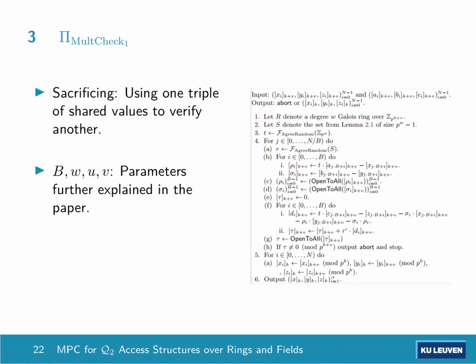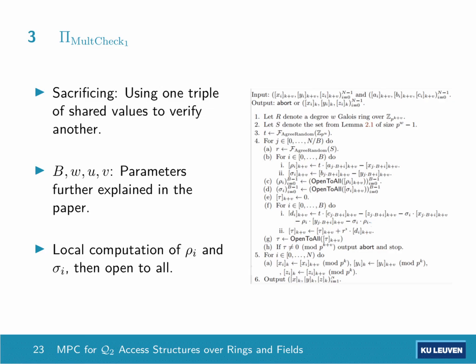Then each of the parties Pi can agree on a random ring element, and as we, for exposition, have assumed that B equals 1, the parties can also agree on a random element from S, let's say r. They can then locally compute their own shares, rho i and sigma i, of secrets rho and sigma using the equations displayed. We can then run an open-to-all protocol to reveal rho and sigma to all participating players after they have done the local multiplication.